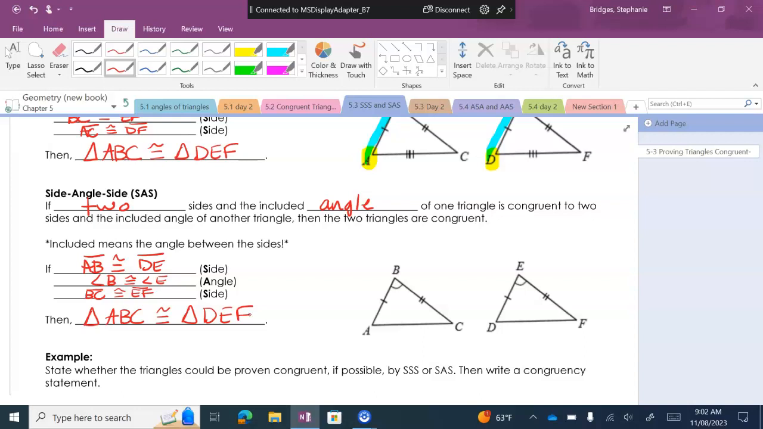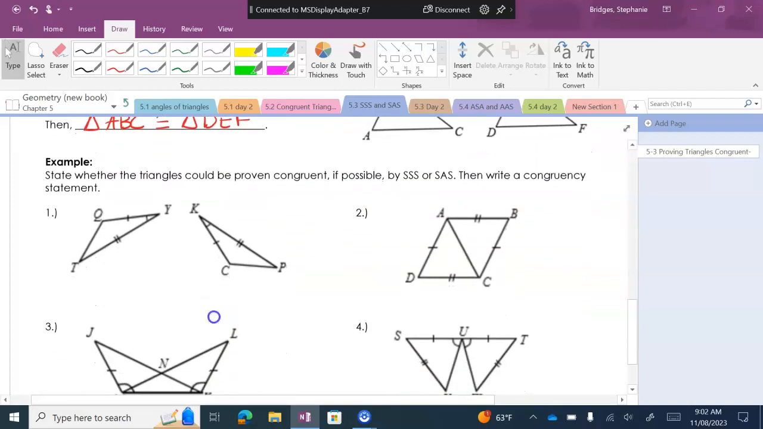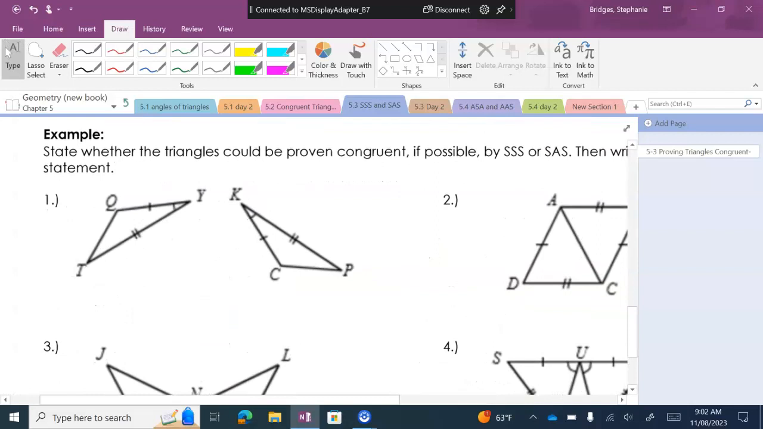So far, so good. So what we're going to do then is look at these pictures and determine if we can say that they are congruent by either side, side, side. So are all three sides congruent to each other? Or side, angle, side, that means sides and the included angle. If they are congruent, we're going to write a congruency statement.